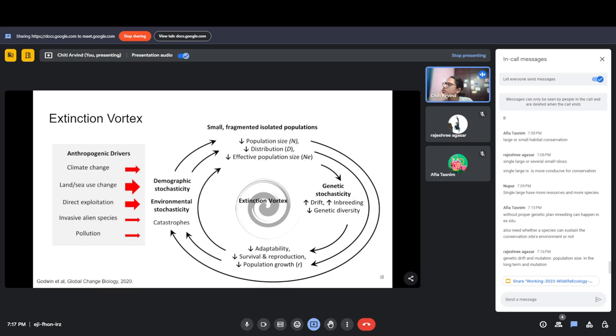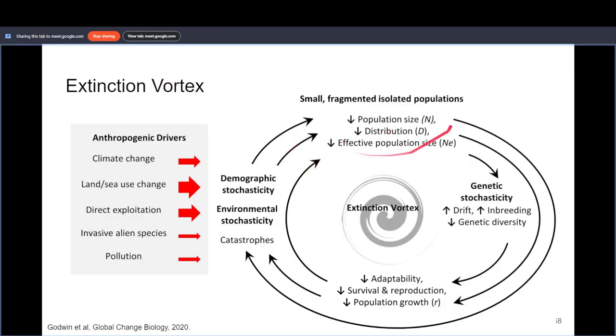So if we go on to the next section out here, this leads to small fragmented and isolated populations. There are a number of anthropogenic drivers, which are basically human induced, that involve climate change, land and sea use change, direct exploitation, invasive alien species, and pollution, that might lead to these stochastic events.